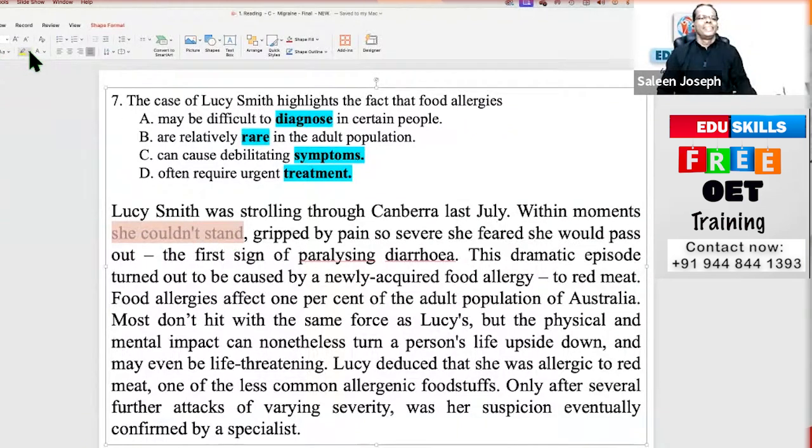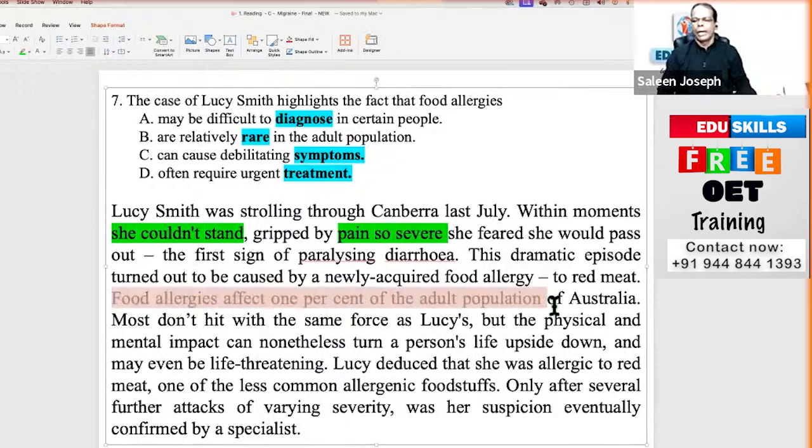Yes, sir. See how easy: in the topic sentence itself you have pain so severe, which is also a symptom. Okay. Now, what about this one? Is it the same? Option B says food allergies are relatively rare in the adult population. The text says food allergies affect 1% of the adult population of Australia.